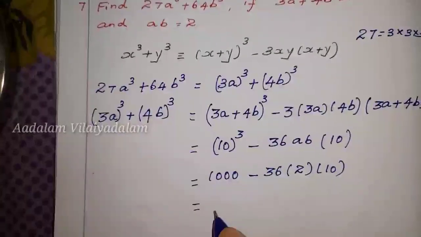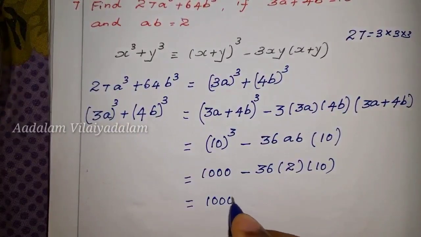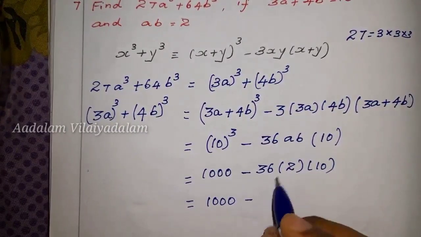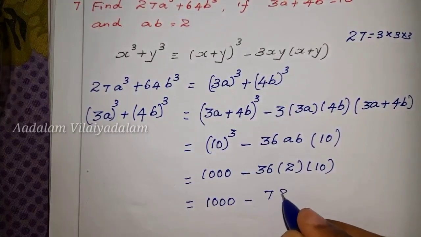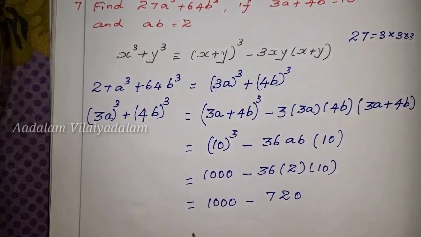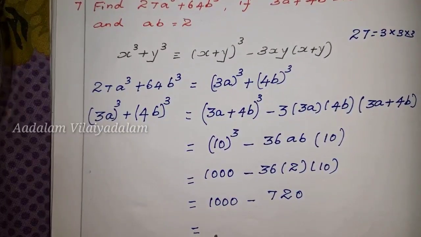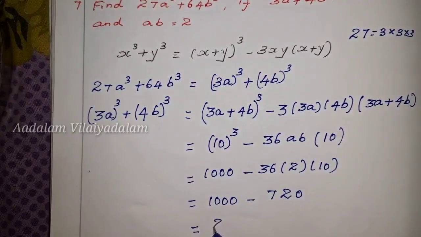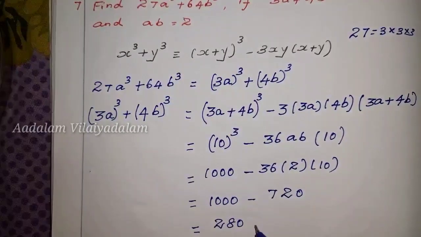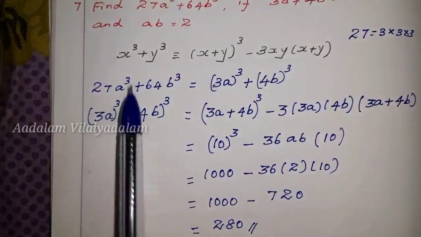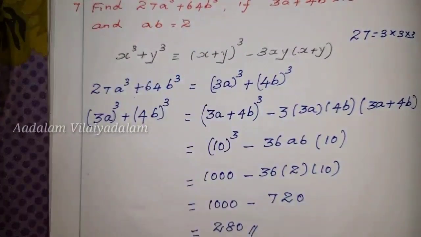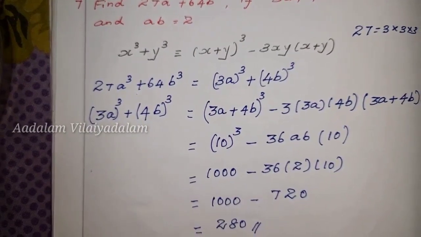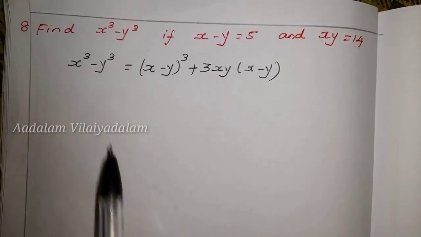So 1000 minus, so 36 into 2, 72, 72 into 10, 720. So 1000 minus 720, the answer is 280. So the value of 27a cube plus 64b cube is 280.